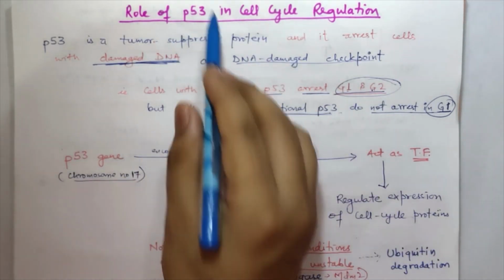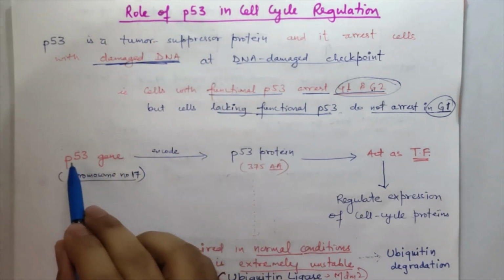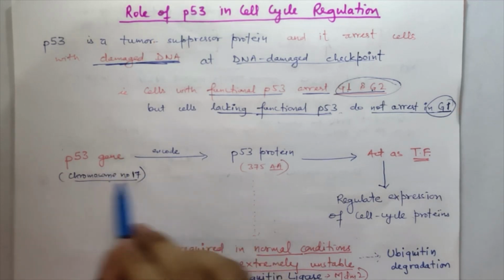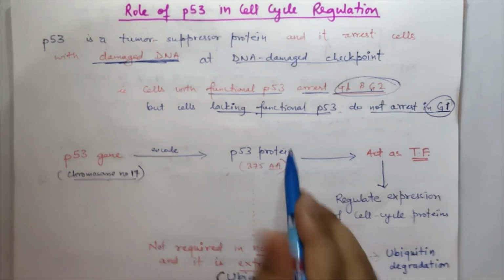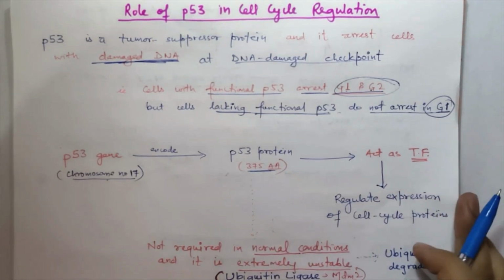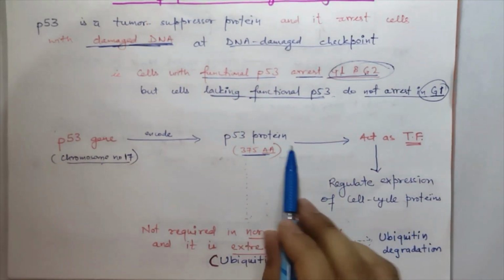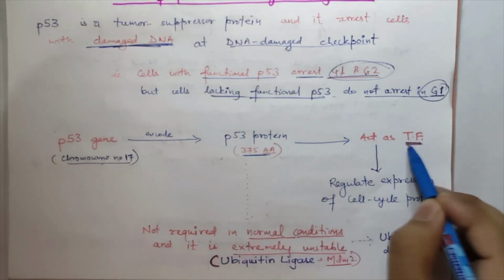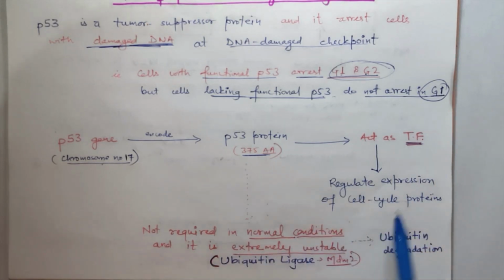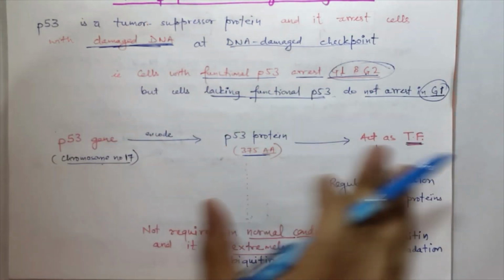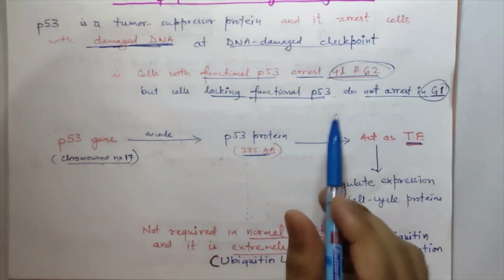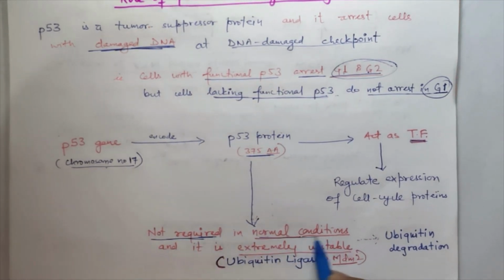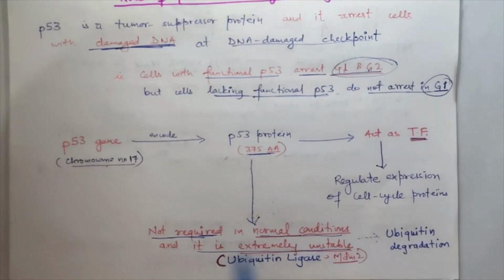Coming to its origin, it is encoded by the P53 gene, which is present on chromosome number 17, and this causes expression of a P53 protein that usually has a 375 amino acid long sequence. This polypeptide, the P53 protein, acts as a transcriptional factor which regulates the expression of cell cycle proteins. So in the normal case, what happens? This P53 is not required in normal conditions, and it is extremely unstable.